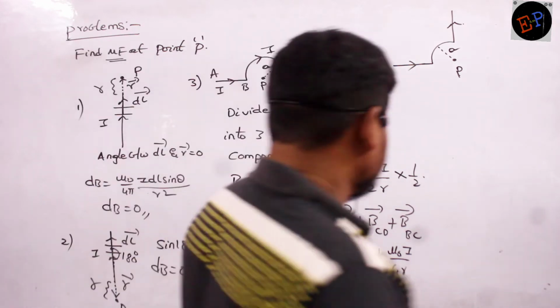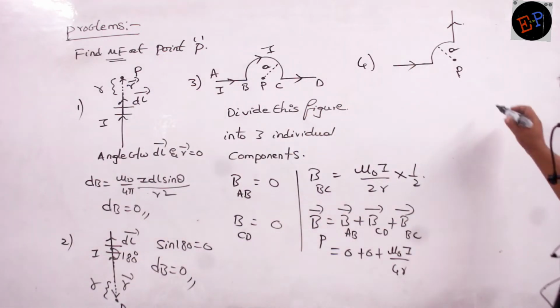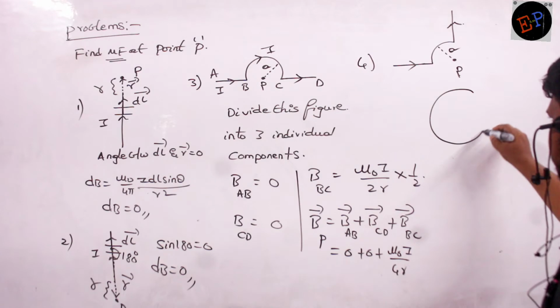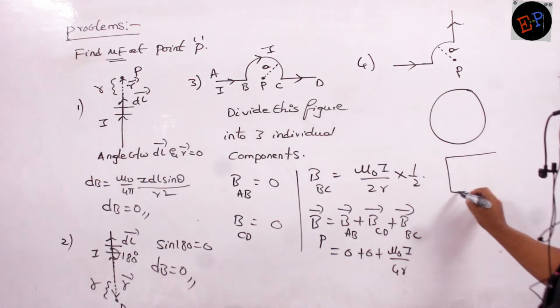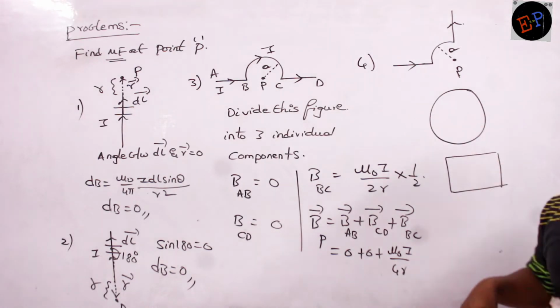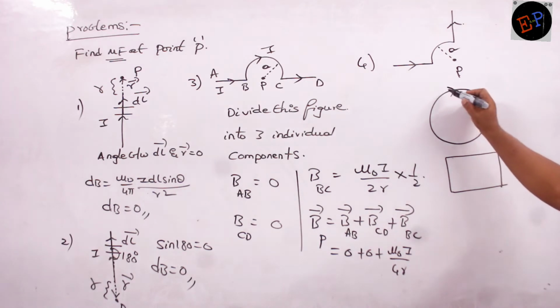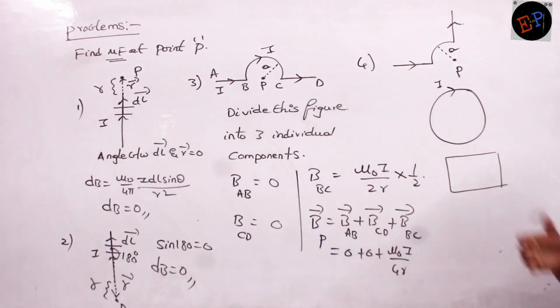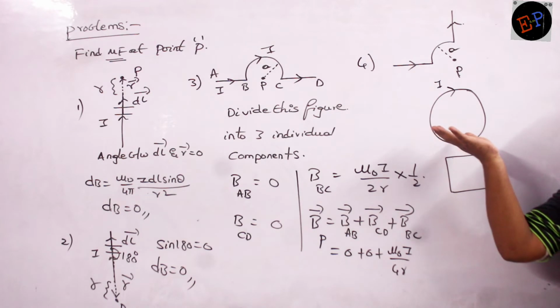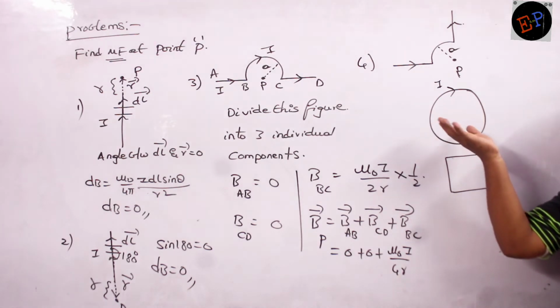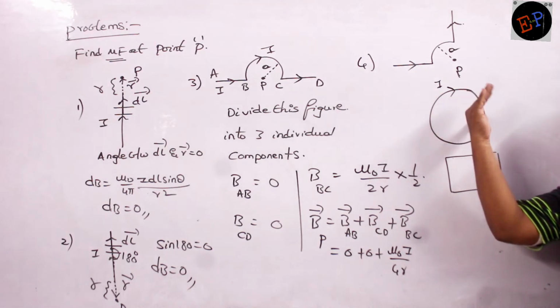So for this we have a separate rule. For closed figures, any kind of figure, all these are closed figures. If this is the direction of current, then place your palm in front of this figure, and rotate your fingers in the direction of current.